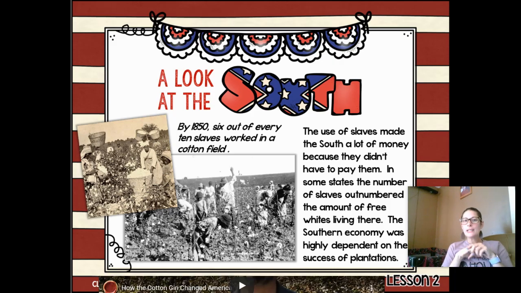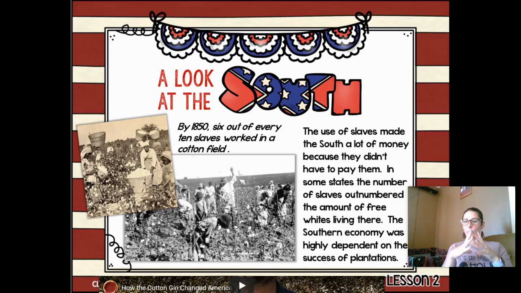By 1850, 6 out of every 10 slaves worked in a cotton field. The use of slaves made the South a lot of money because they didn't have to pay for them. In some states, the number of slaves outnumbered the amount of free whites living there. The Southern economy was highly dependent on the success of the plantations.